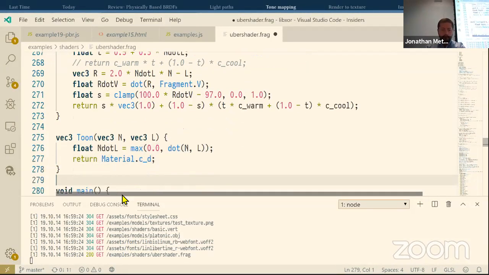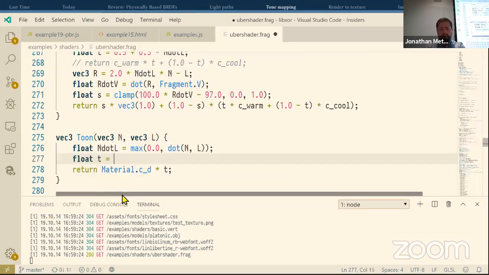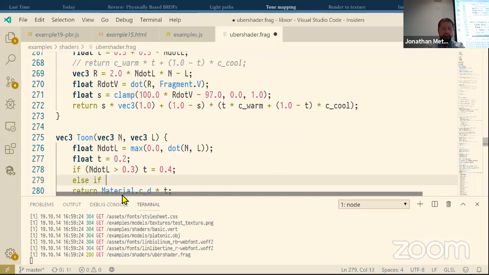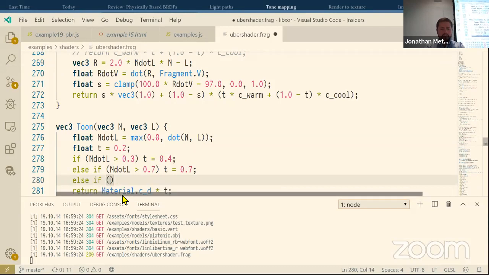And then what you do is, we'll just say, minimally speaking, it's going to be 0.2. And then you can say if n dot l is greater than, say, some specification, then we'll say that t equals 0.4. Else, if n dot l is greater than 0.7, then say t equals 0.7, and then else if n dot l is greater than say 0.9, then t equals 1.